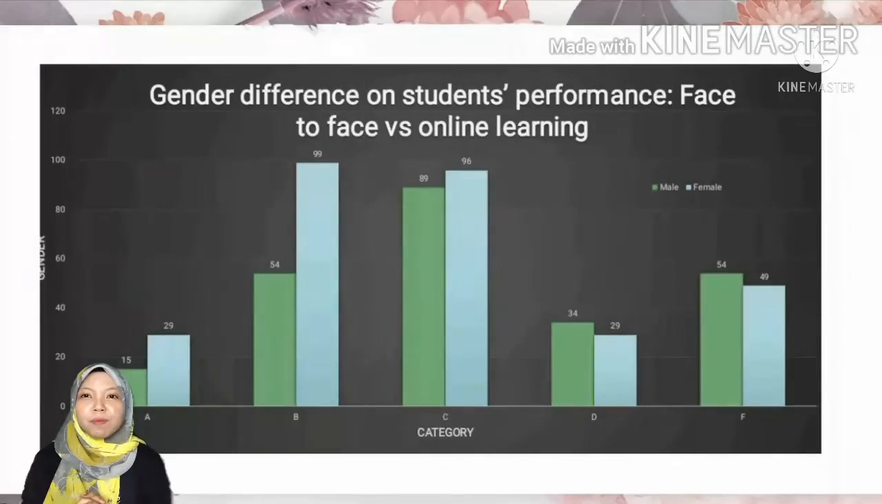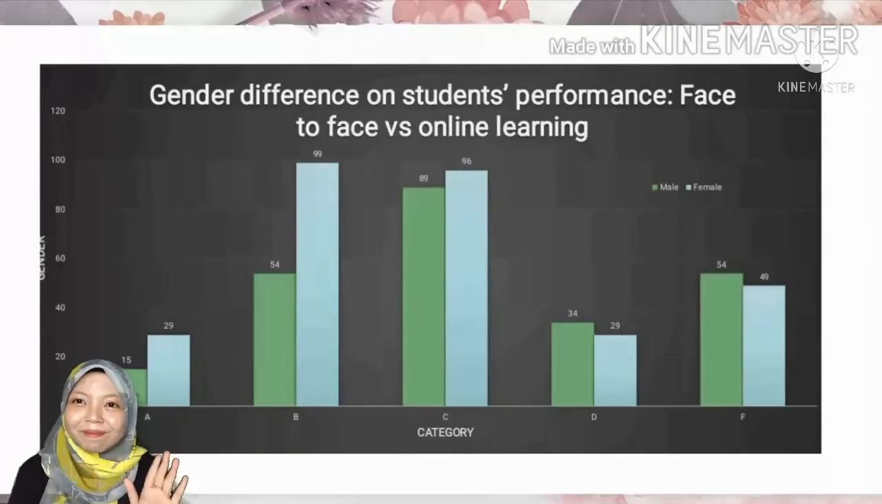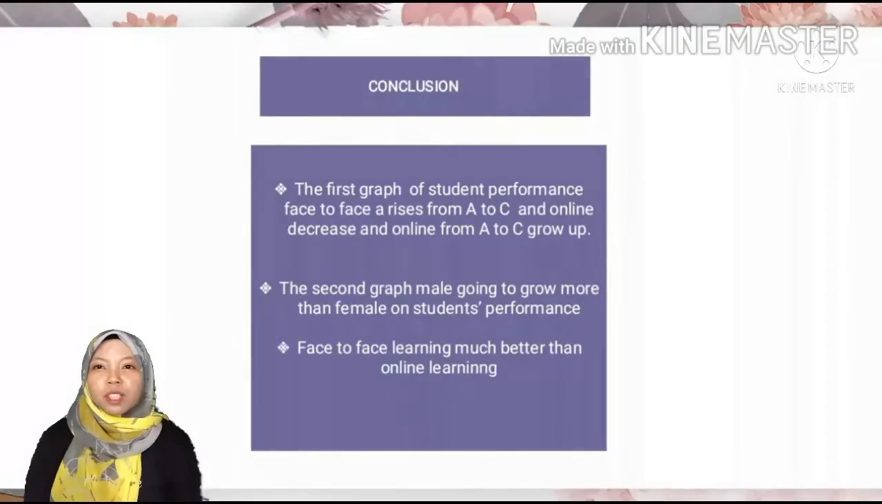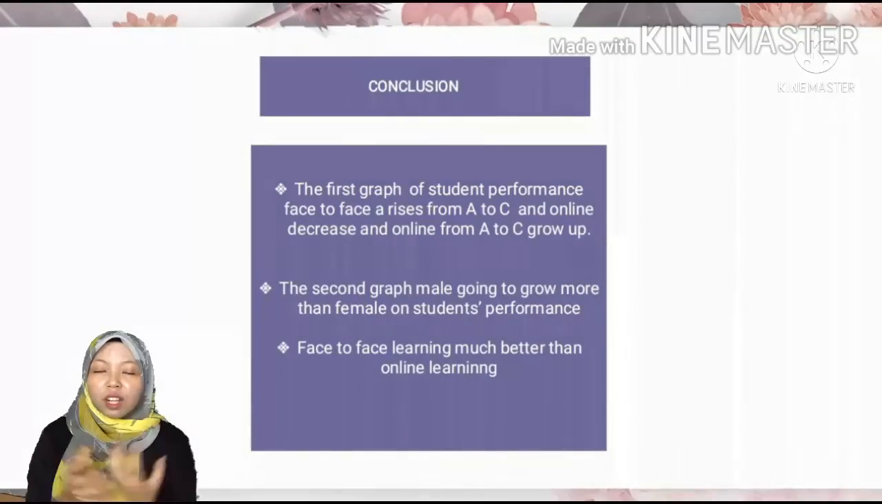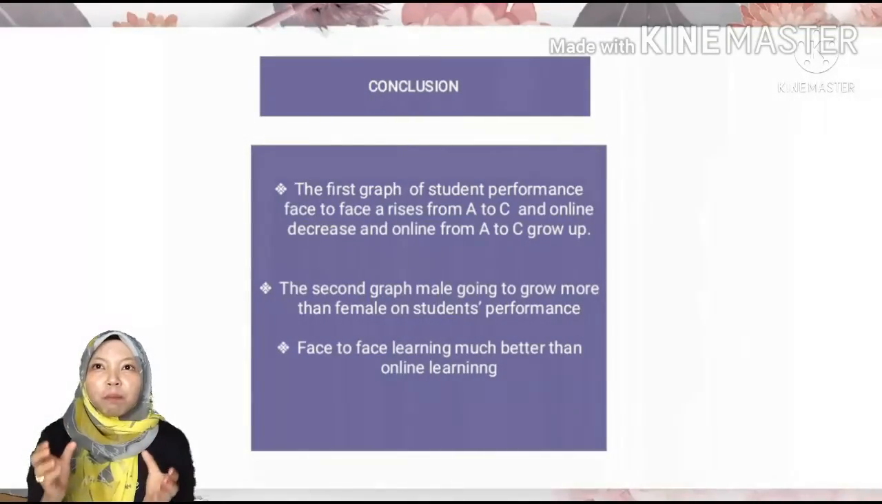Okay, let's go. I will talk about the conclusion for our overall question about the bar chart. Alright, for the conclusion, table 1. Okay, in the first graph, student performance in face-to-face learning rises from A and starts decreasing from D. Overall, for graph 1, we can see that face-to-face learning is more effective than online learning.